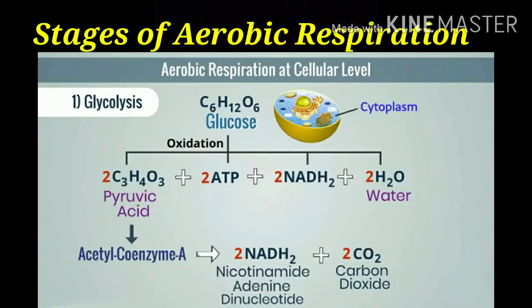Children, next we are going to talk about stages of aerobic respiration. Glycolysis, glucose splitting. It is the breakdown of one molecule of glucose, 6 carbon, into two molecules of pyruvic acid, 3 carbon. Glycolysis takes place in the cytoplasm of the cell. It is the first step of both aerobic and anaerobic respiration.